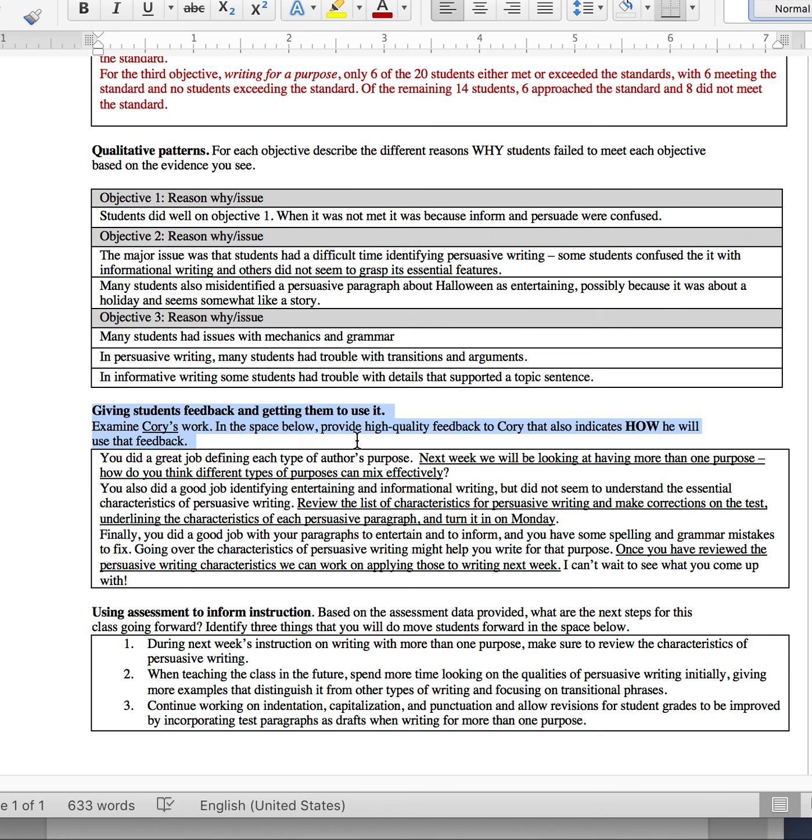Now, the next step for you will be giving feedback, and I'm just going to assign you one student. So in that sense, we're going to look at Corey's in this case, and we're going to go objective by objective and make sure that we tell him what he did well, what he can work on, how he can get better, right? And so for the first one, you did a great job defining each type of author's purpose. Next, and so that is the feedback.